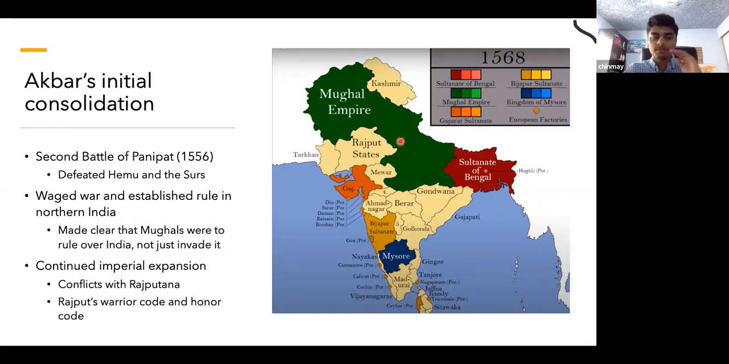And he continued his imperial expansions, and he had a lot of conflicts, particularly in the early stages with Rajputana. Now, what you have to understand about the Rajputs is that they are a very legendary type of people in Indian history. They have a very strict honor code, a very strict moral system, and a strict sense of principles and values, such that they would rather die 1,000 deaths than forego those values and principles. They were very honorable and dignified people, and they were a warrior class.